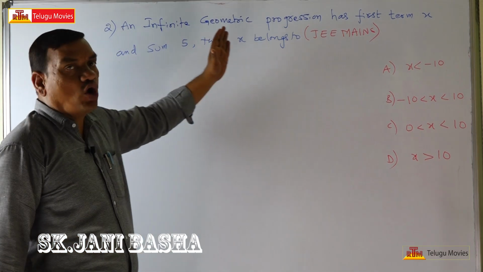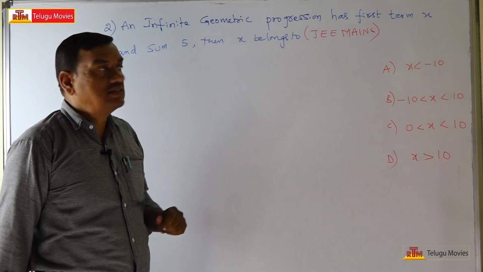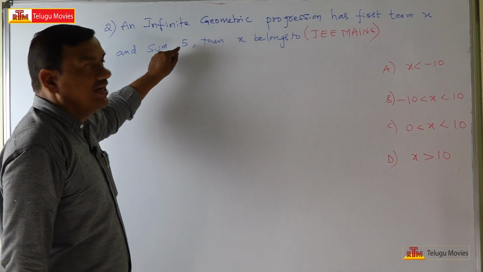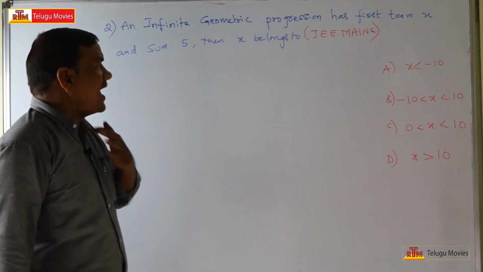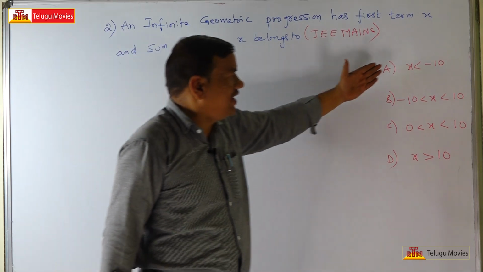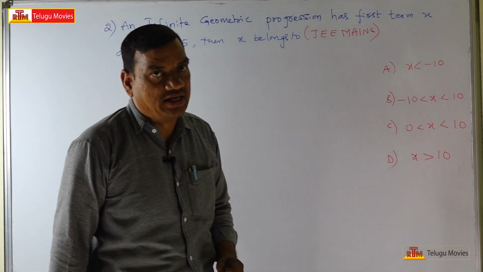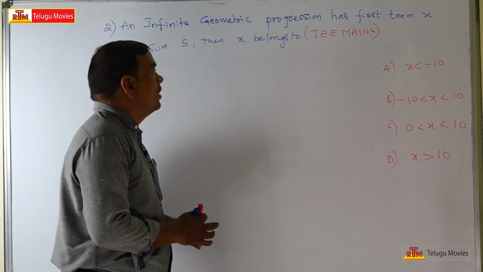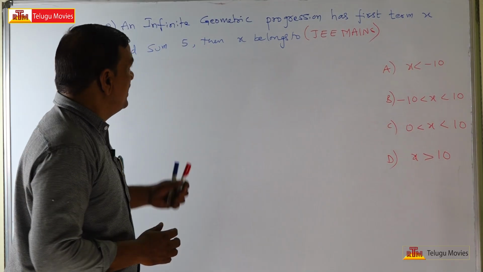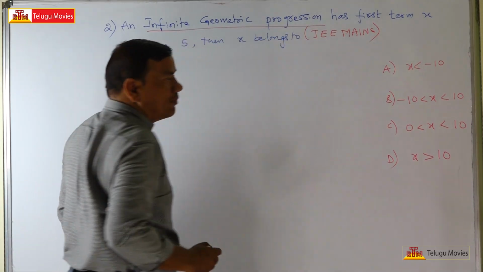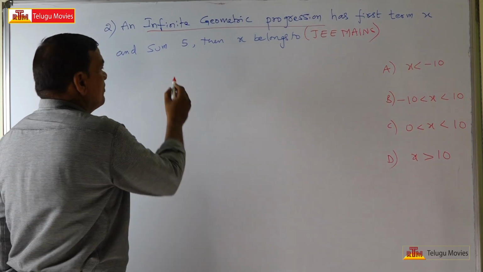An infinite geometric progression has first term x and sum to infinity as 5, then x belongs to. Here an interval is given; x belongs to which of the following intervals. If you observe, it is given as an infinite geometric progression. What is an infinite geometric progression?